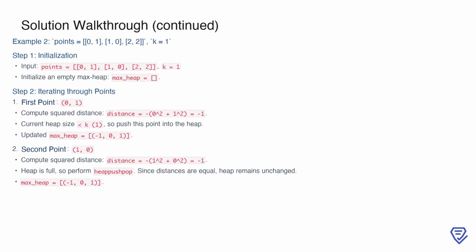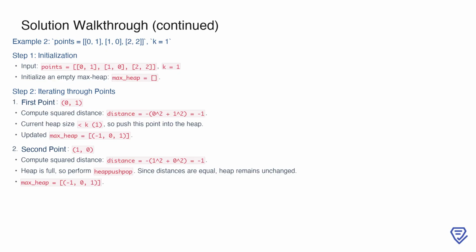In another example, we are given the points [0, 1], [1, 0], [2, 2], and k is 1. After initializing an empty max heap, we begin iterating through the points. For the first point, [0, 1], we calculate its negated squared distance as -(0² + 1²), which equals -1. Since the heap size is currently less than k, we push this point into the heap. The heap now contains (-1, [0, 1]).